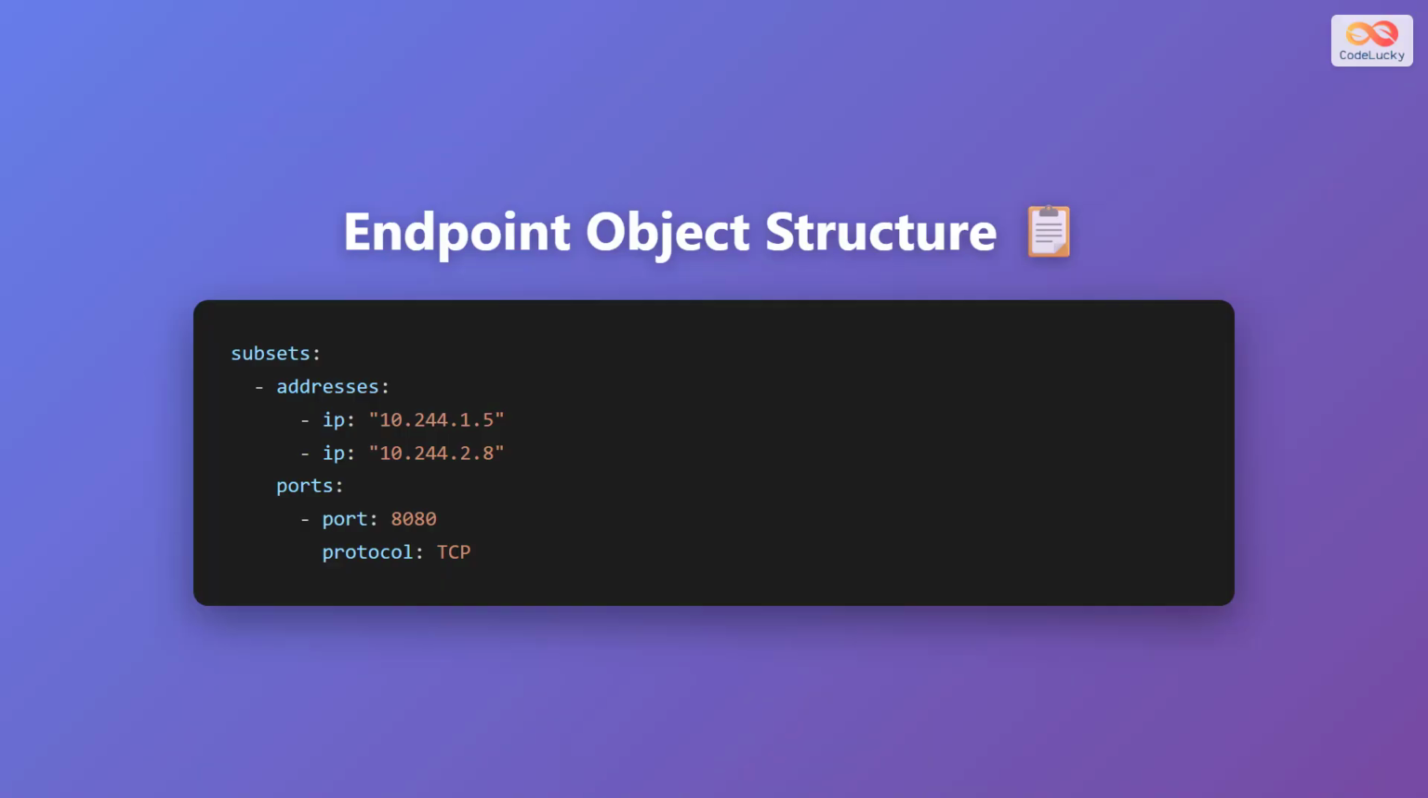The structure of an endpoint object is organized into subsets. Each subset contains 2 main sections, addresses and ports. The addresses section lists the IP addresses of all healthy pods, such as 10.244.1.5 and 10.244.2.8. The ports section specifies which port and protocol to use, such as port 8080 with TCP protocol. This structure allows kube-proxy to configure routing rules correctly.